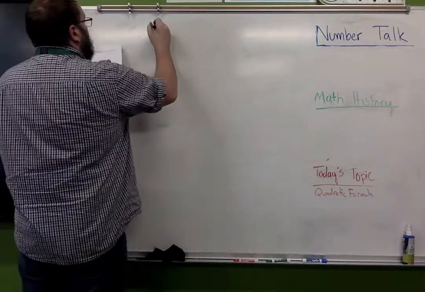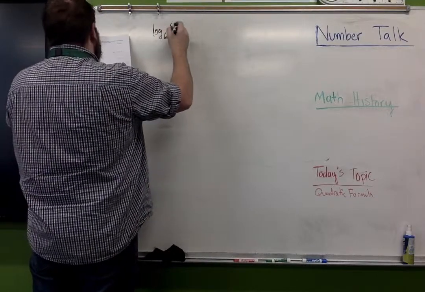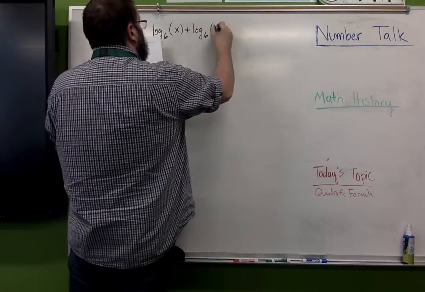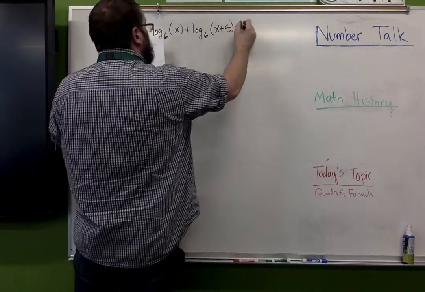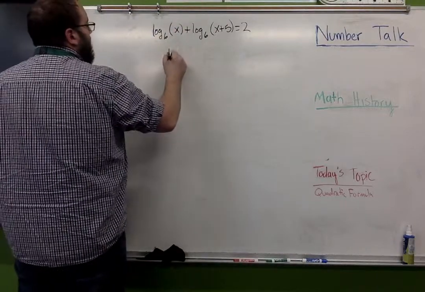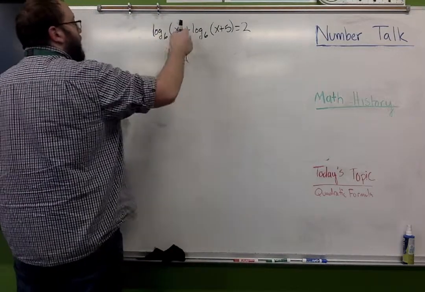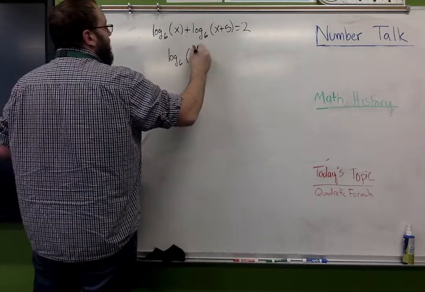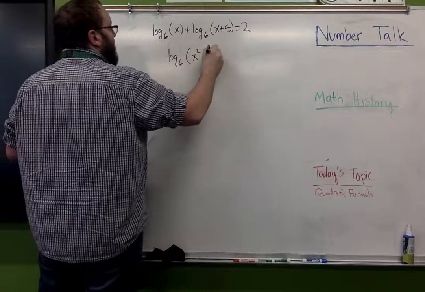Okay, so we got log base 6 of x plus log base 6 of x plus 5 equals 2. Condense and then convert. So base stays the same. When I add outside, I multiply inside. X times x is x squared. X times 5 is 5x.